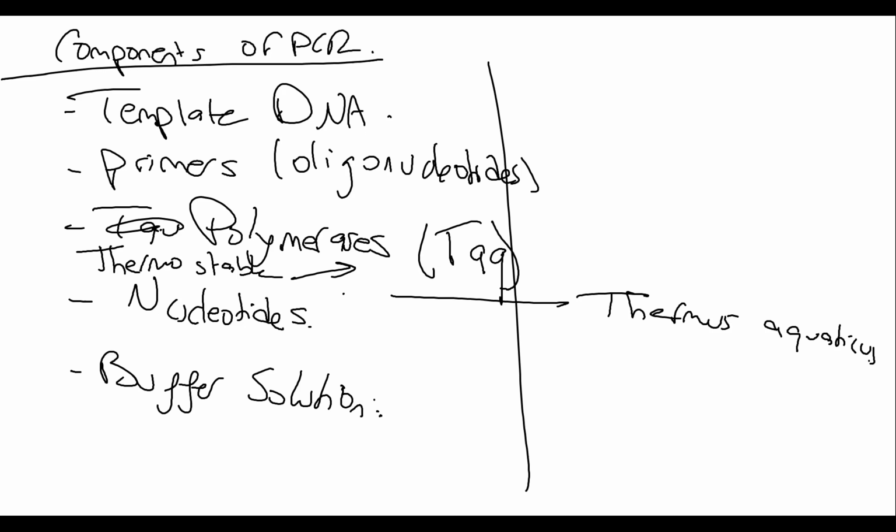Now, of course, we want the nucleotides, the dNTPs. The nucleotides are the building blocks. What are the nucleotides? Adenine, thymine, cytosine, guanine. These are used to synthesize the new DNA strand during the PCR, and the buffer solution maintains the pH, as we said, and the ionic conditions for the activity of DNA polymerase.